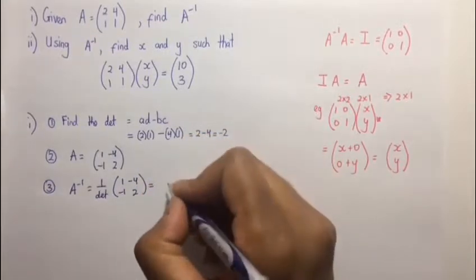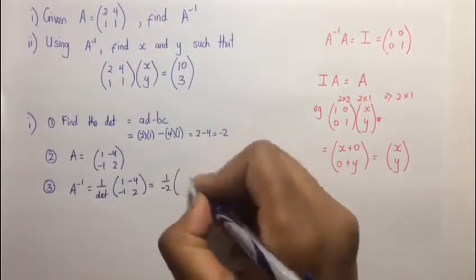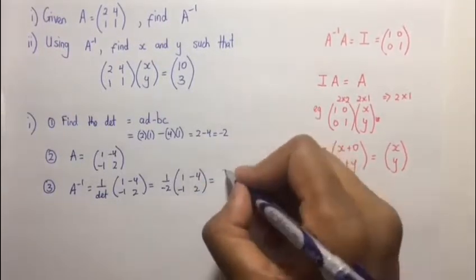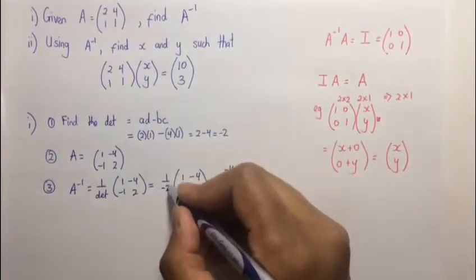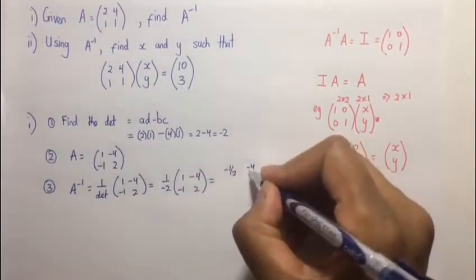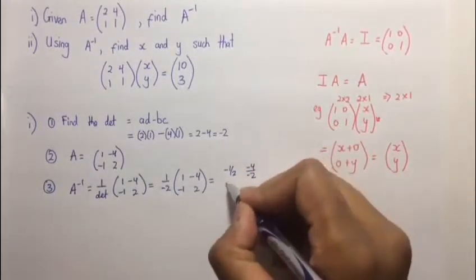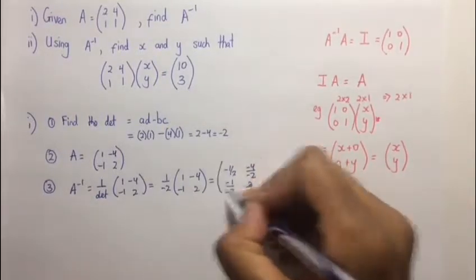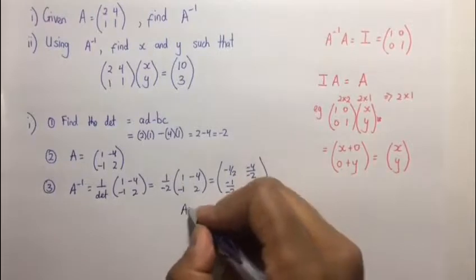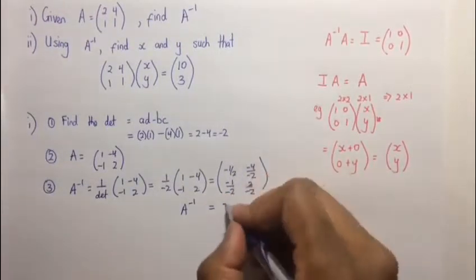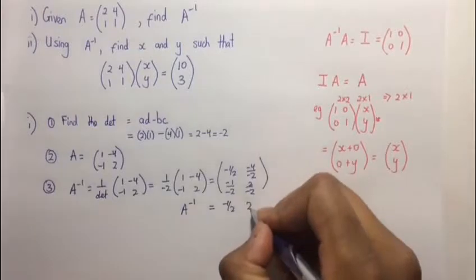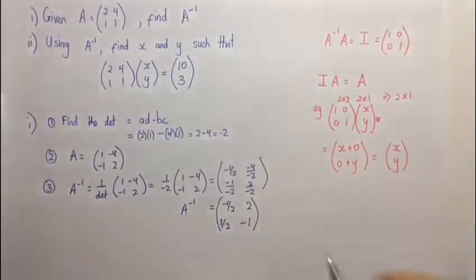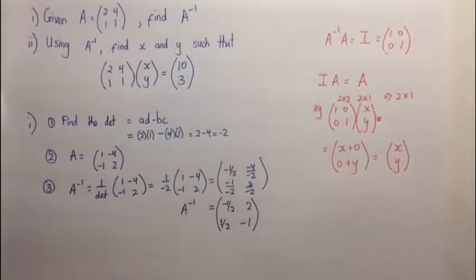So that is equal to 1 over minus 2 times 1, minus 4, minus 1, 2. And that is equal to negative a half times this, then negative 4 over negative 2, negative 1 over negative 2, and 2 over negative 2. So this gives us A inverse as minus a half, 2, 1/2, minus 1. So this here is A inverse.